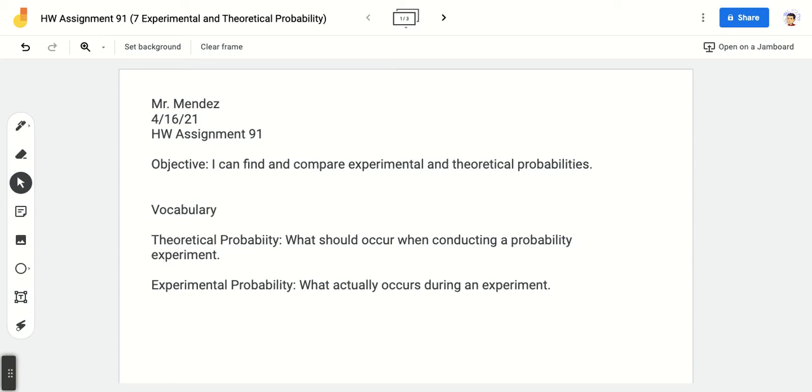What's going on, everyone? Homework assignment 91. Today's objective: I can find and compare experimental and theoretical probabilities.